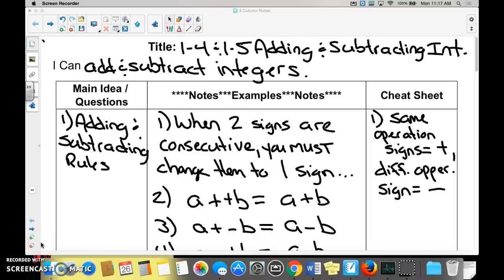What did we do today, Jeffrey? 1-4 and 1-5, adding and subtracting integers. And what can we now do even better than before, Nicolette? Add and subtract integers. How many of you feel like you can not only do it better, but you know why you're doing what you're doing when you're adding and subtracting integers? Awesome. Everyone's raising their hand, by the way.